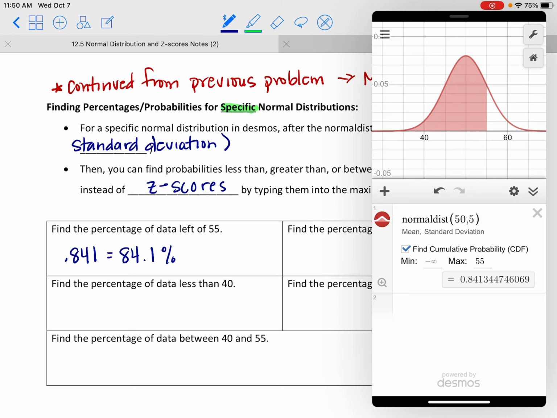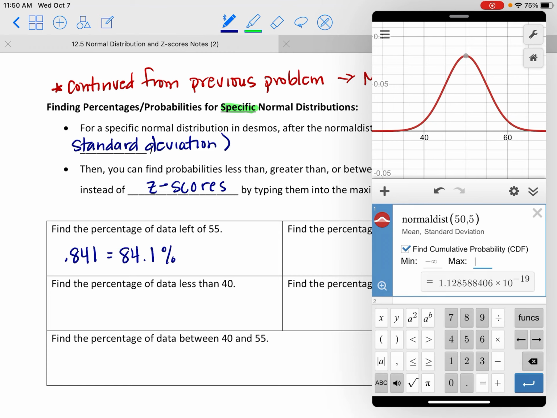Or let's say less than 40. Less than 40, let me put 40 in as my max. Okay, 40 is 2.27-ish%. So this is 0.0227 or 2.27%. And 2.3% would be fine, so wherever you're rounding there.